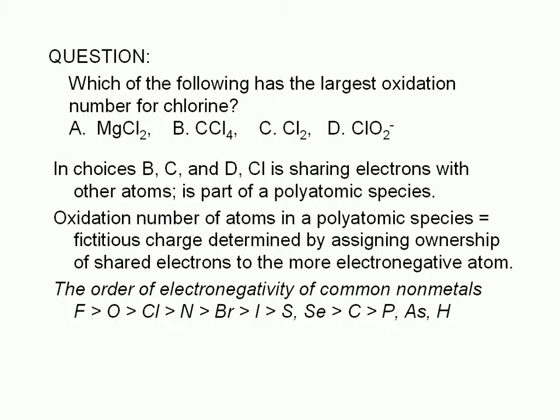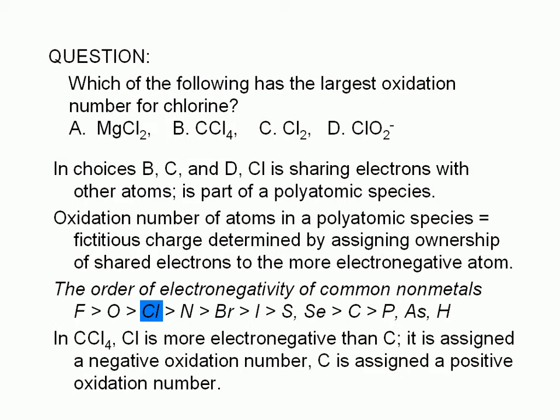Let's now examine choice B, carbon tetrachloride. We can see that chlorine is more electronegative than carbon. Therefore, chlorine is assigned a negative oxidation number, and carbon is assigned a positive oxidation number. To figure out the actual oxidation number of Cl and C, we can draw the Lewis structure and compare the number of valence electrons that each atom appears to own with the number of valence electrons that an isolated neutral atom has. In a lot of cases, the cases you'll encounter on tests if you have not yet covered molecular structure in class, we can use a simpler rule.